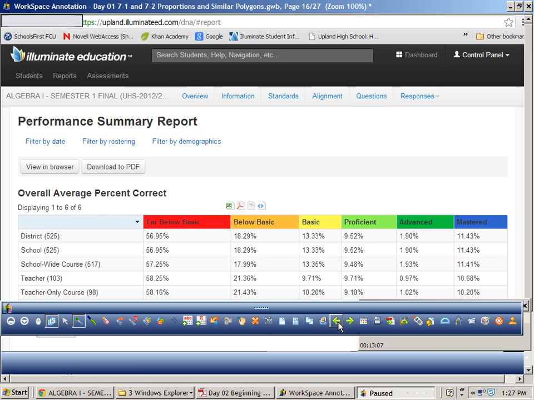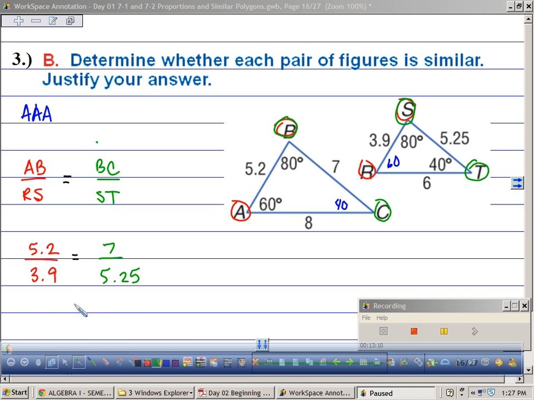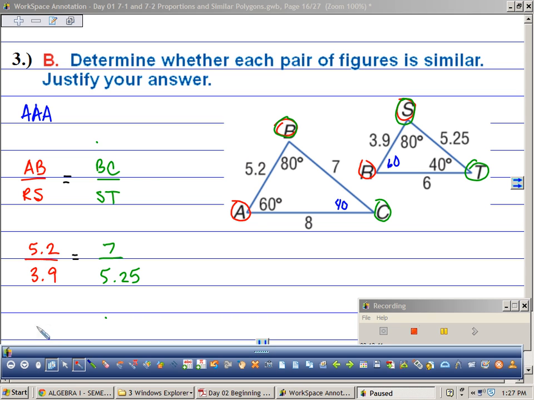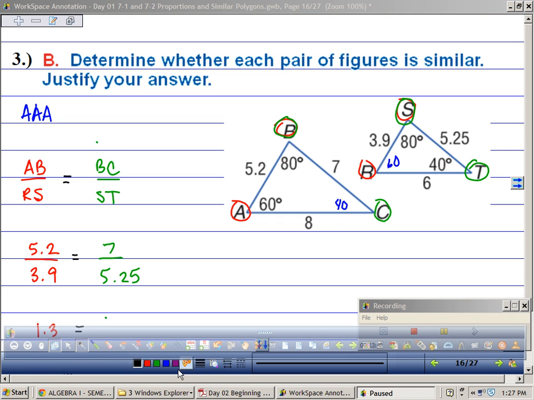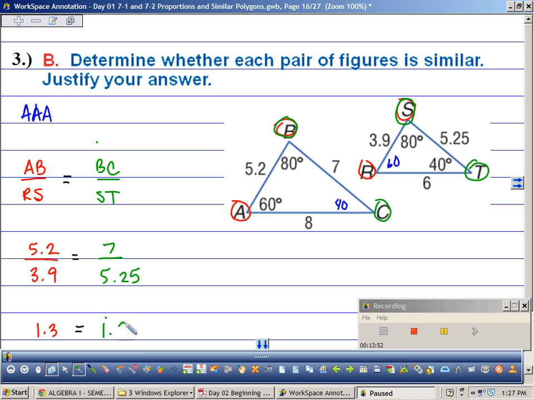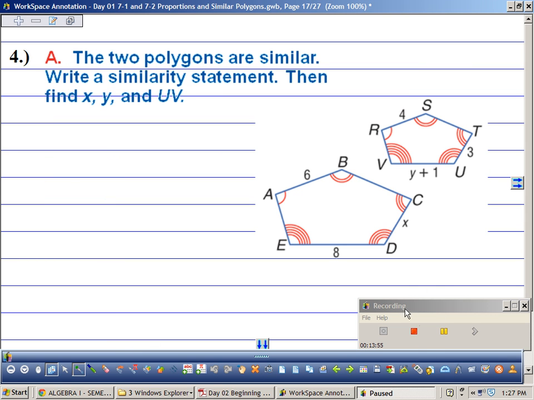Uh-oh. What's the answer to this? Who's got a calculator? What? 1 and 3/10? And the other one? Can I get it? Yes, please. So that means what? They are proportional. Let's write this one down.